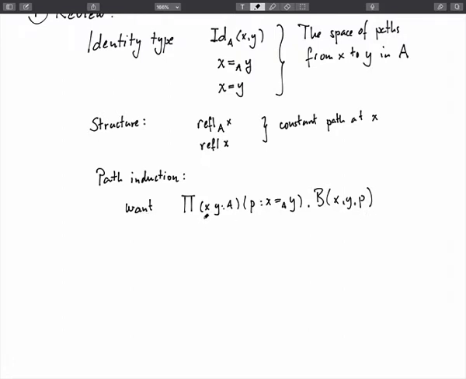So in general, you would have to take any x, take any y, take any path, and then do whatever you want to do. But the path induction says, no, you don't have to do it like that. It suffices to do it on the diagonals, which means you just take a single point, and then you do it for the constant path. Right? That was the path induction.